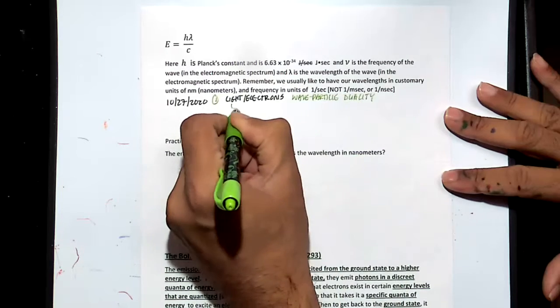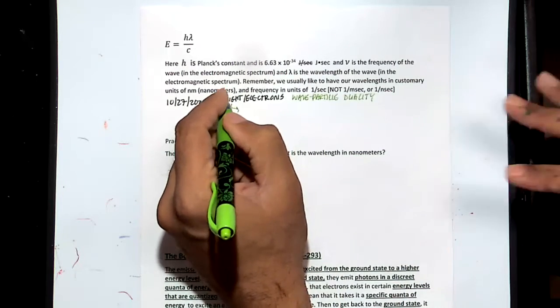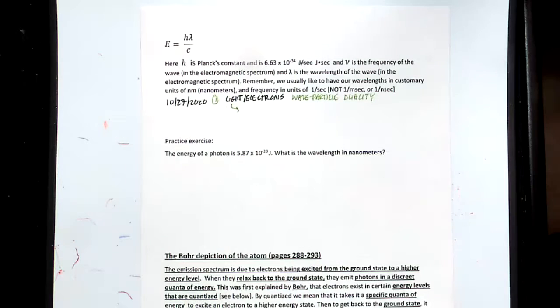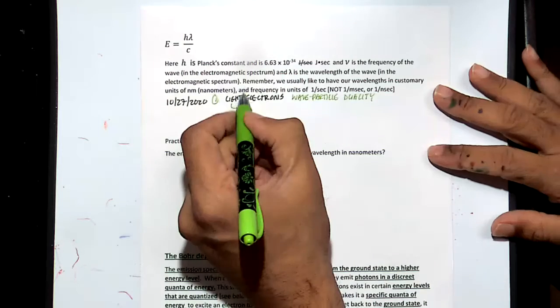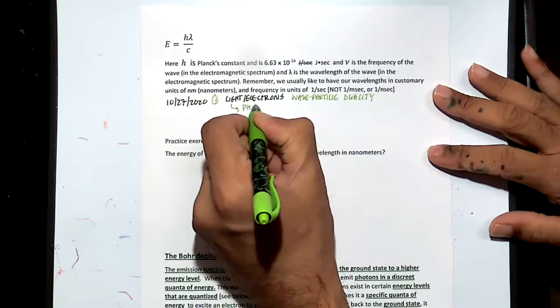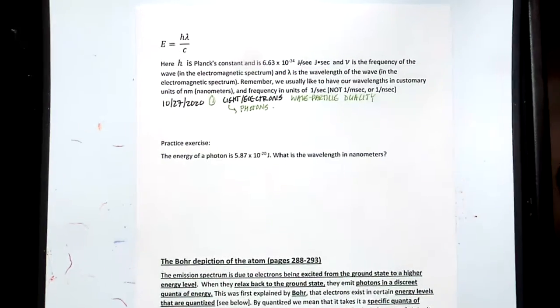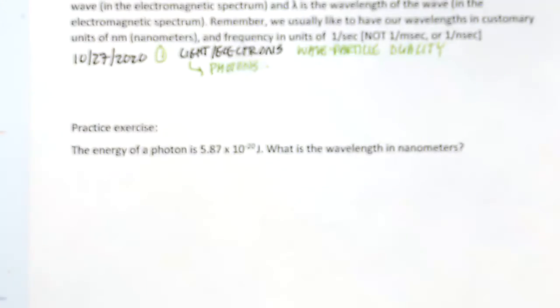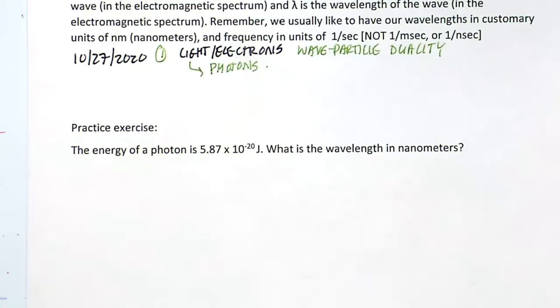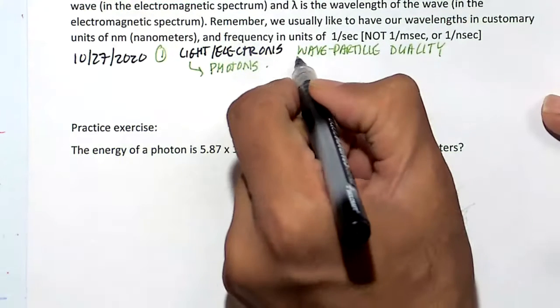Light as a particle, I'm going to call it photons. That's a word you'll see and hear in your textbooks, or you'll encounter in your MCAT or whatever exams you're taking. Photons, that's usually light in the particle form. So that's main point number 1, wave-particle duality.